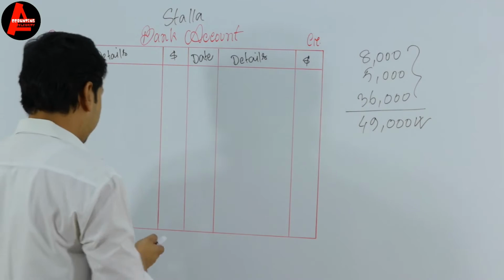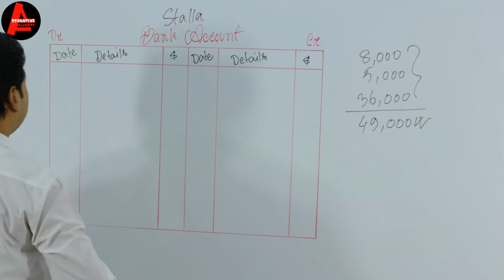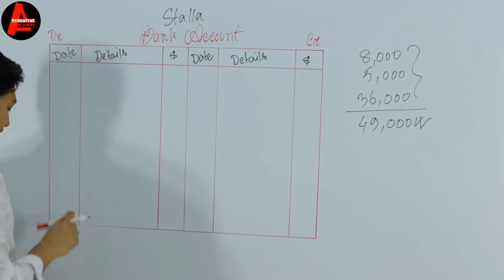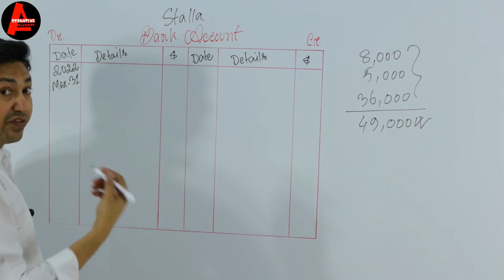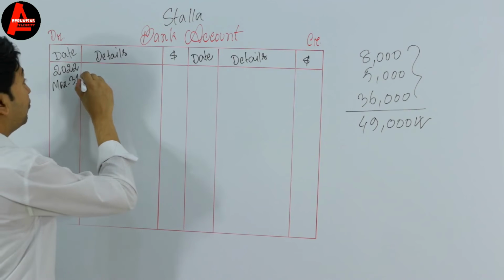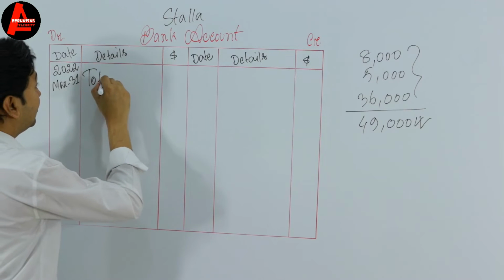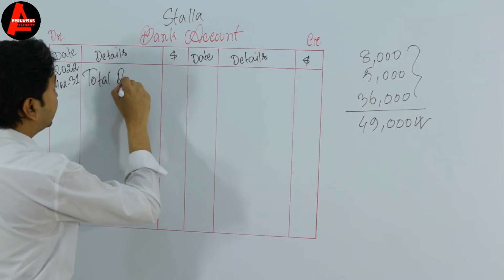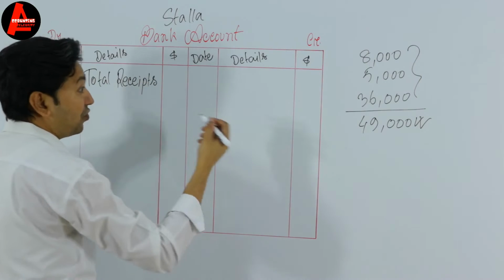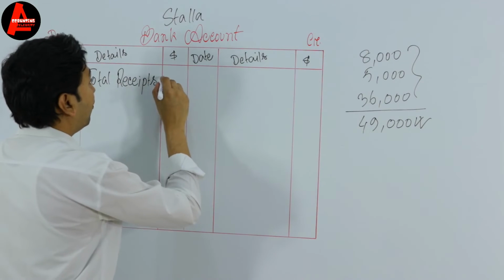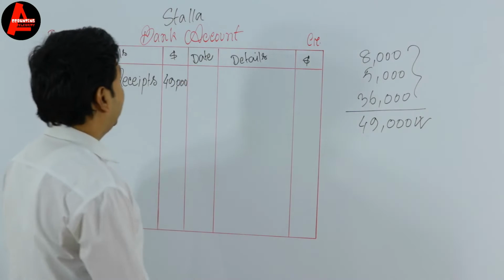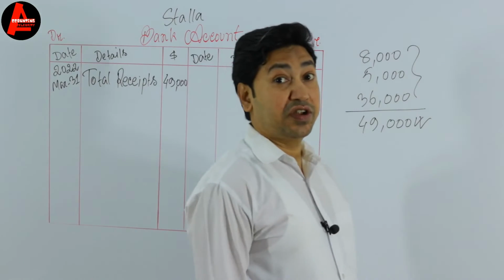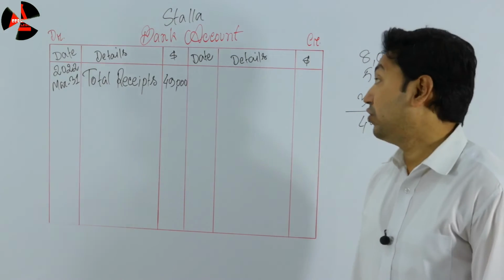We will come to the debit side and write the date first, 2022 March 31st, the last day of the financial period. We will write total receipts, which we calculated as $49,000. Great. Now we will record total payments on the credit side.